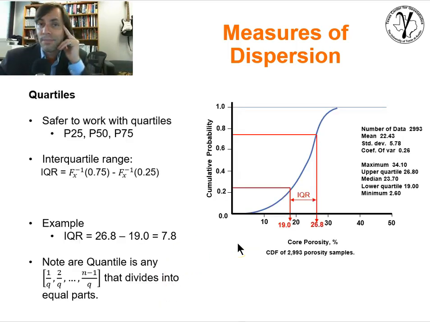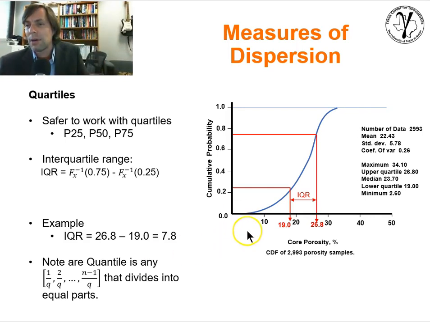So quartiles. A quartile is just the P25, the P50, and the P75. The interquartile range is taking the P75 and subtracting the P25, so you're effectively just getting this range right here, P75 minus P25, the difference right there, 7.8. Very straightforward. Now, we should note that these were quartiles, but a quantile would be any division of the interval over which you have data values, from min to max, that divides into equal parts.